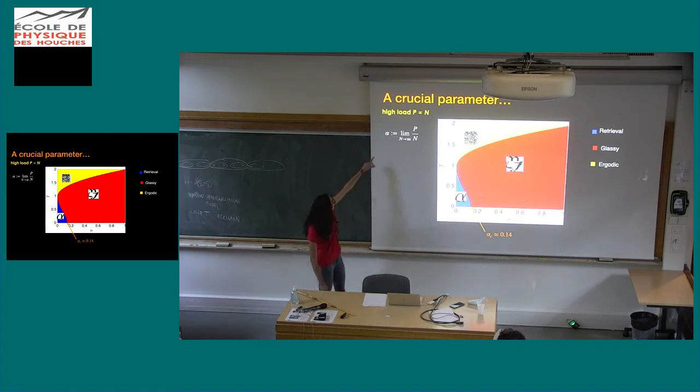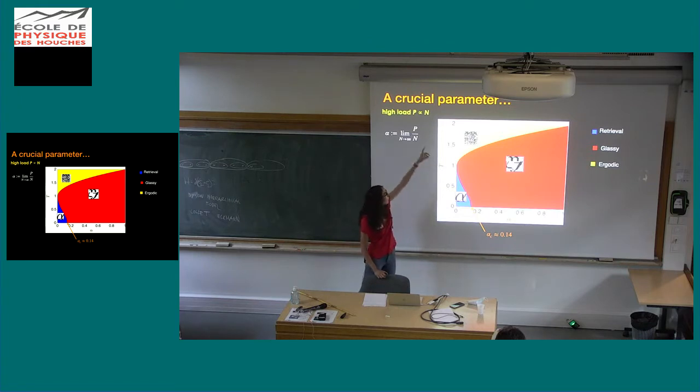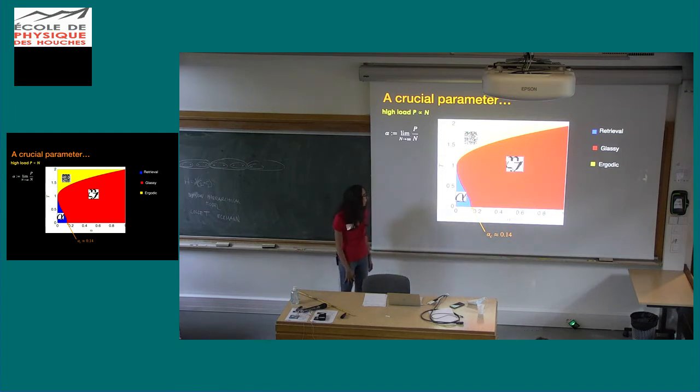We have to define before this value here, which is essentially the ratio between P and N, the load of the system. And we have three different phases. The one that happens when T is large: we have a lot of noise, so the system is completely ergodic. Then we have this blue part here, where the system works well and works as an associative memory.